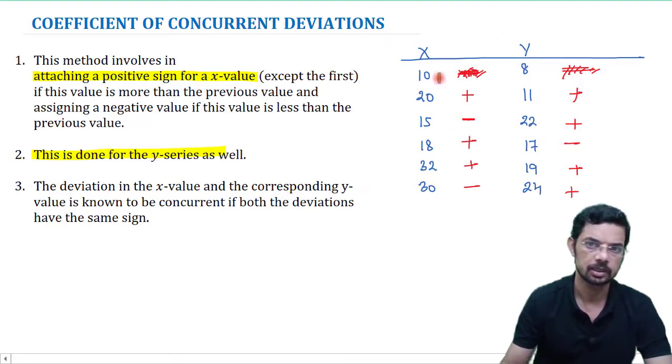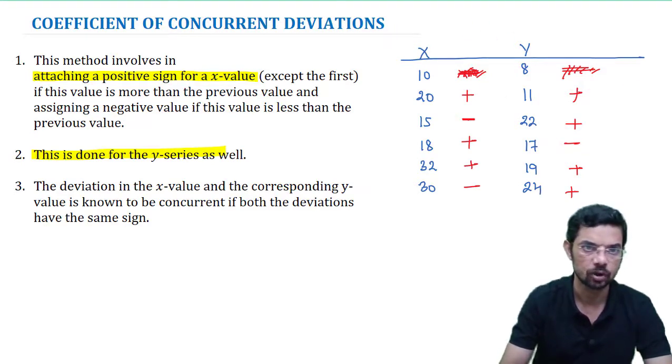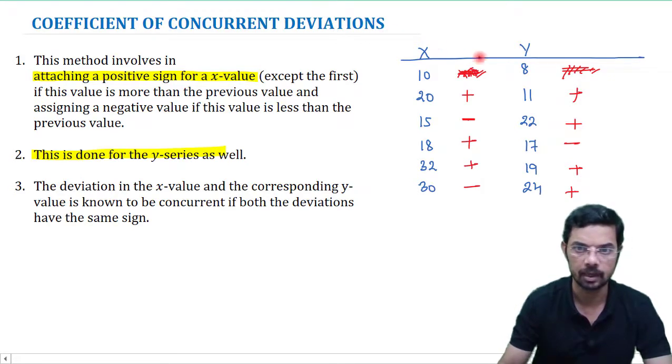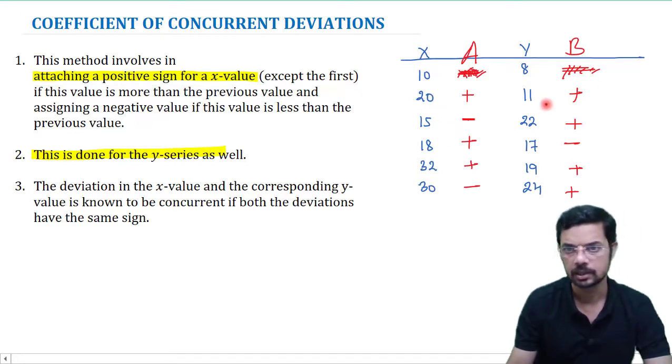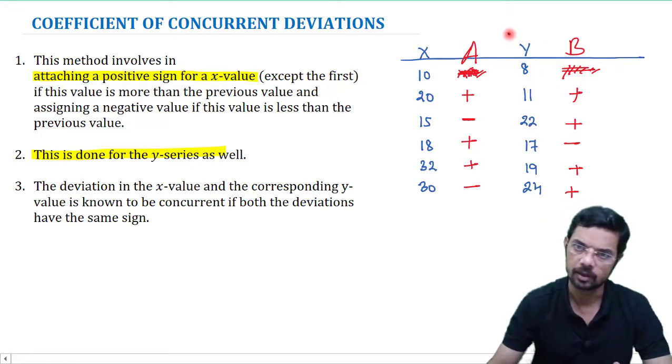So we get two columns, column A and column B. Column A represents the sign of deviations from the previous value for X. In the same way, column B represents the sign of deviations from the previous value for Y. We can draw a line like this.